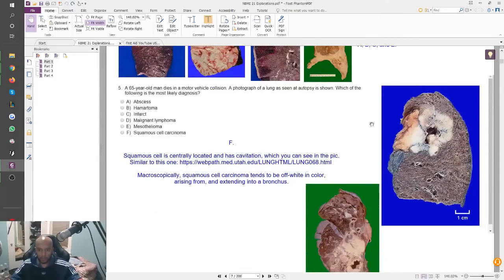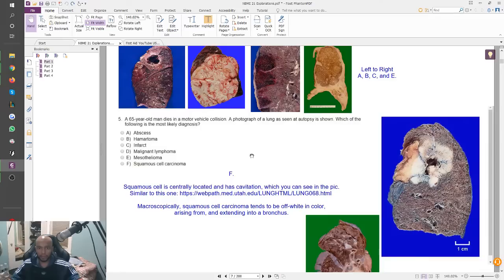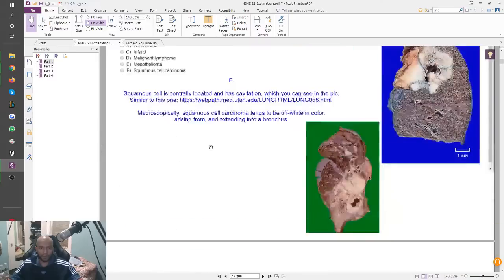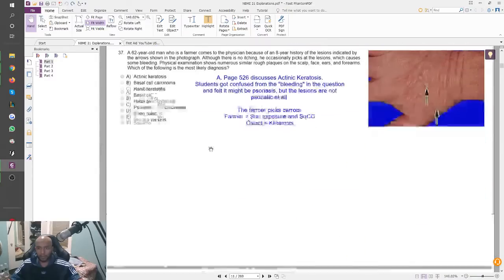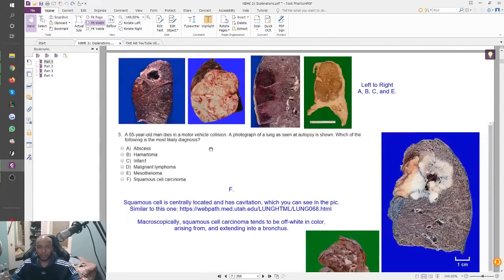Number 9 also is an image. Right? This was a really interesting question. Oh wow, it looks like NBME 21 was full of images. It's like every question is an image. Holy shit! All right. Anyway, number 5, a 65-year-old. Oh, this is number 7. I mean. Number 7, a 65-year-old man dies in a motor vehicle collision. Okay. Photograph of a lung as seen at autopsy is shown. Which of the following is the most likely diagnosis?